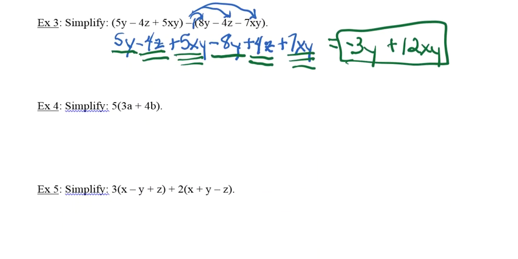The next one is the distributive property. So as we did with the negative 1 up above in example 3, we're going to multiply everything on the inside by the 5. 5 times 3a is 15a. 5 times 4 is 20, and the b tags along.